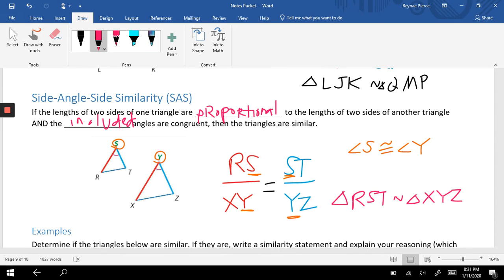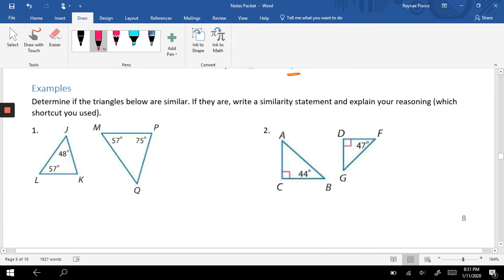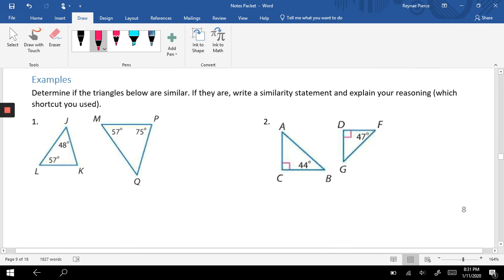Okay, so now we're going to put these into action here. Okay, determine if the triangles below are similar. If they are, write a similarity statement and explain your reasoning. Okay, and that reasoning is just going to be which similarity shortcut we are using.